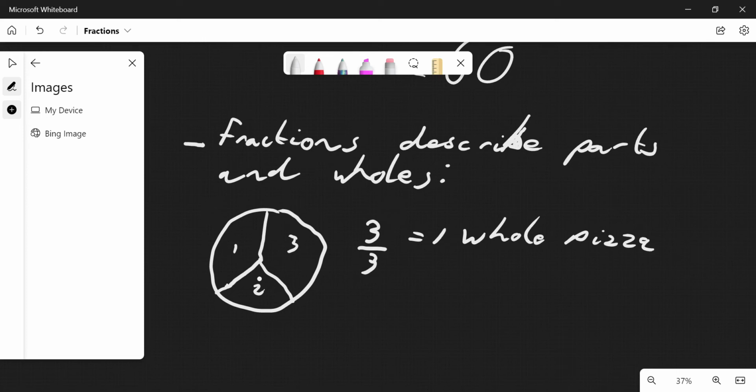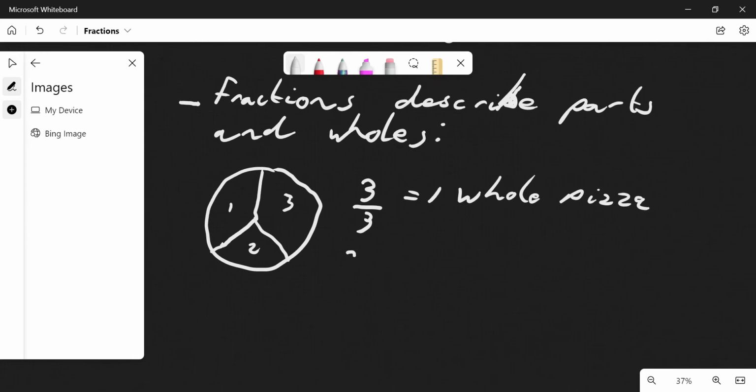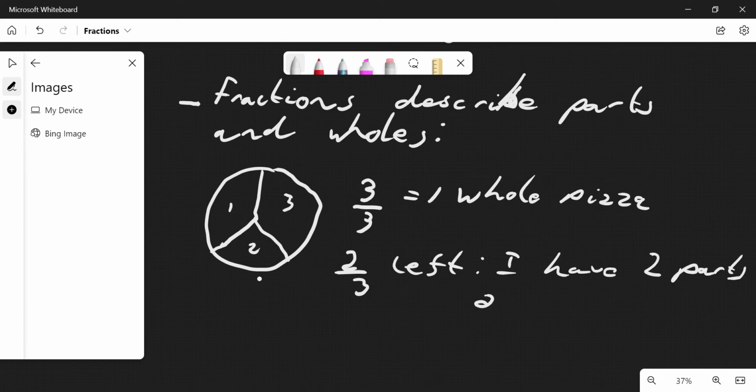But then if I now take 1 piece and I have 2/3 left, it's saying I have 2 parts out of a total of 3 left. That should be 2/3 left. And that's what I mean by fractions describing parts and wholes.